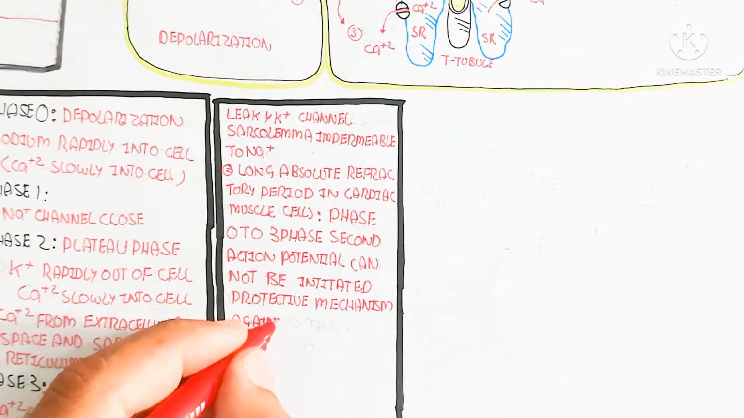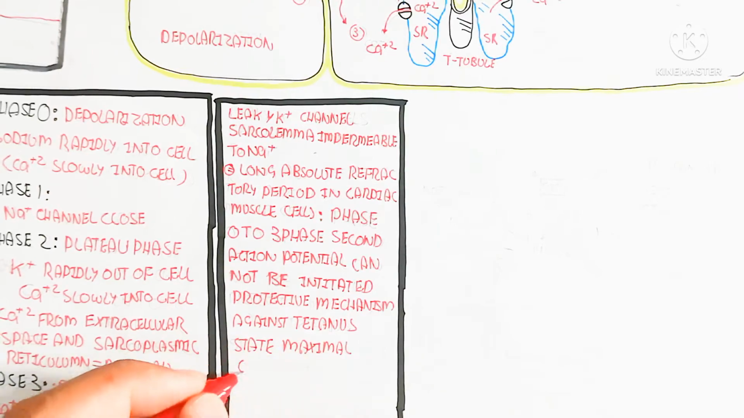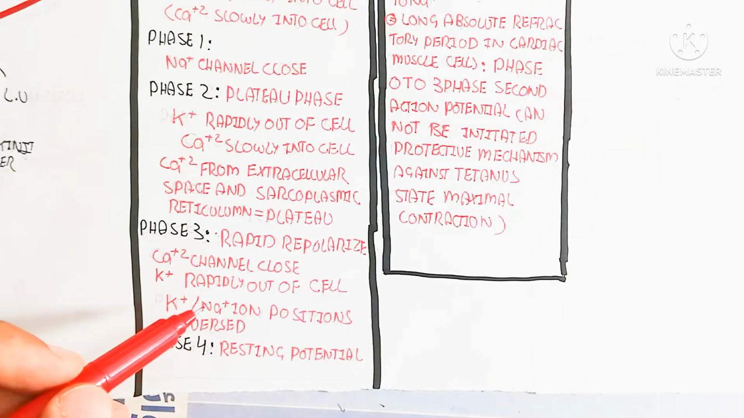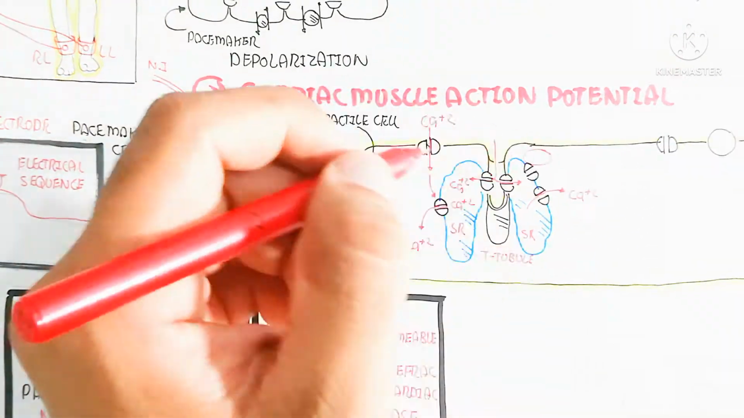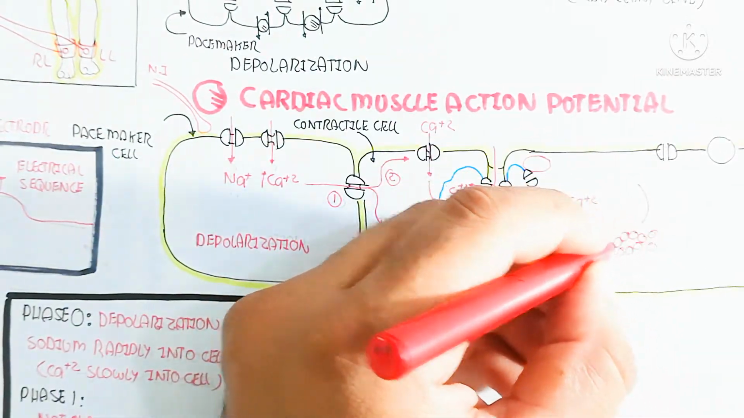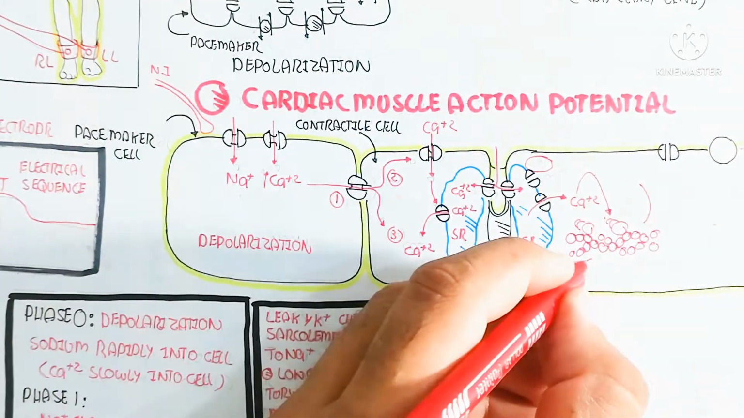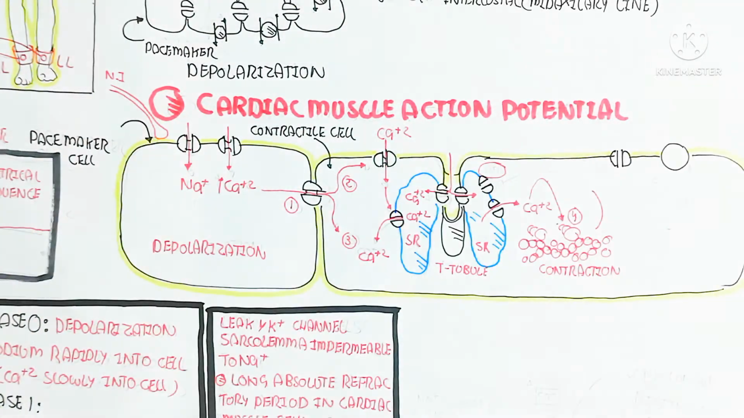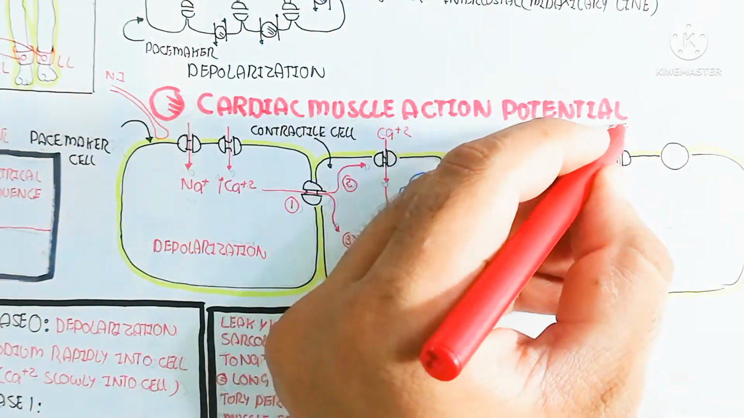So phase 0 to 3, a second action potential cannot be initiated, a protective mechanism against tetanus. So that is why the state of maximal contraction, and in this way the contraction and relaxation of the heartbeat will not be equal and not correct, and a heart attack will occur in a tetanus person.